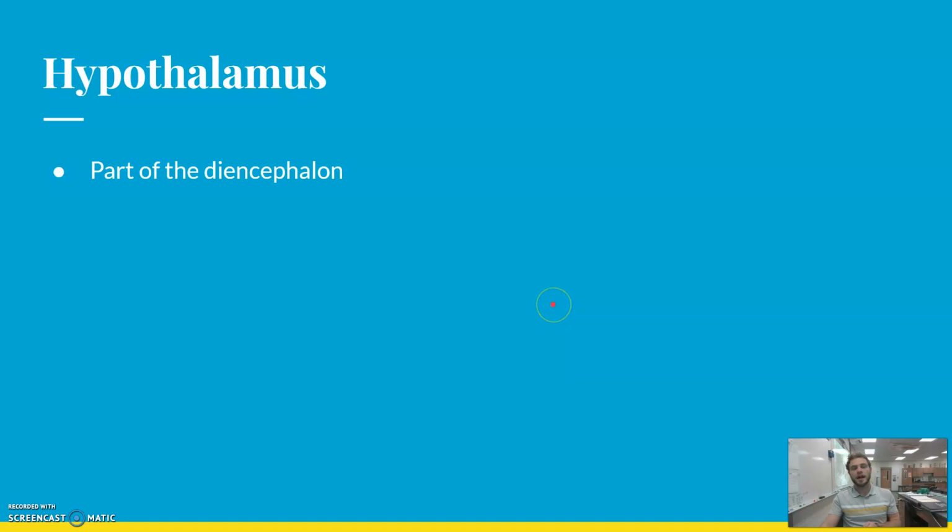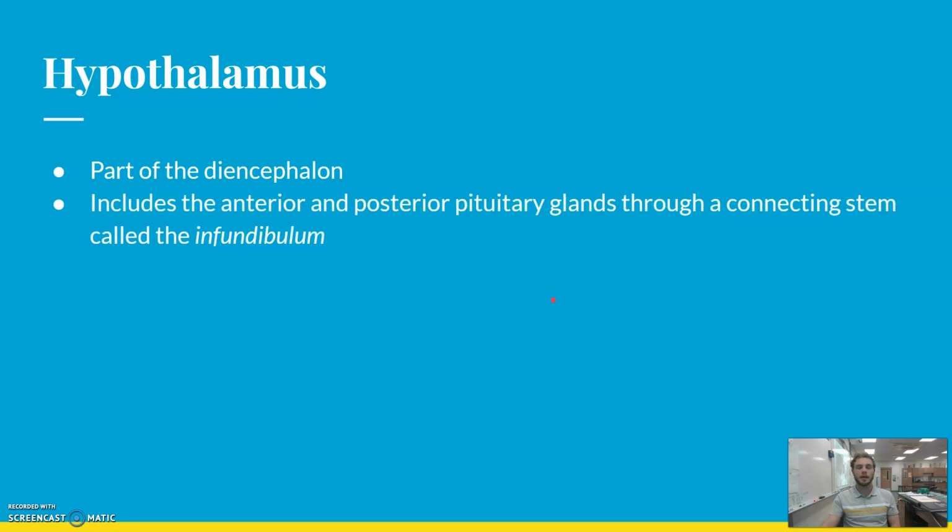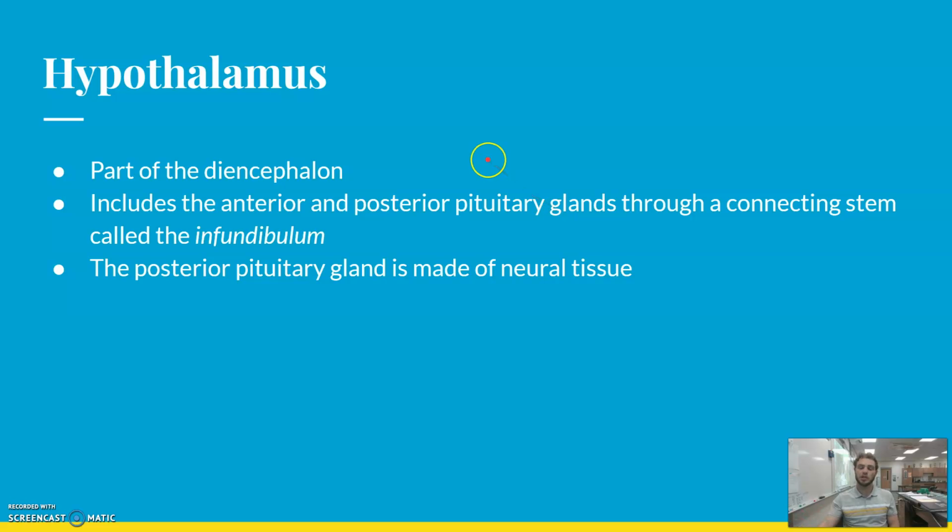So we'll take a look at the hypothalamus here. The hypothalamus is part of your diencephalon and actually will include the anterior and posterior pituitary glands. There is one at the front and one in the rear with a connection between the two known as the infundibulum. You may also see it known as the pituitary stalk. The posterior pituitary gland is going to be made of neural tissue, so nervous tissue, while as we'll see the anterior pituitary gland is more so glandular tissue.